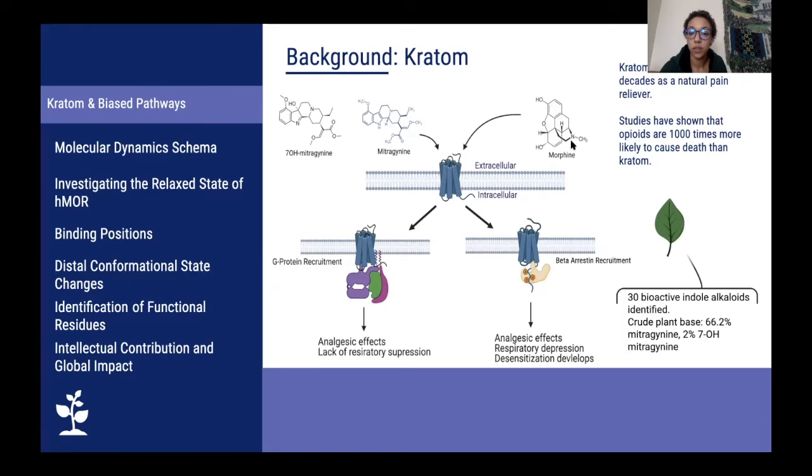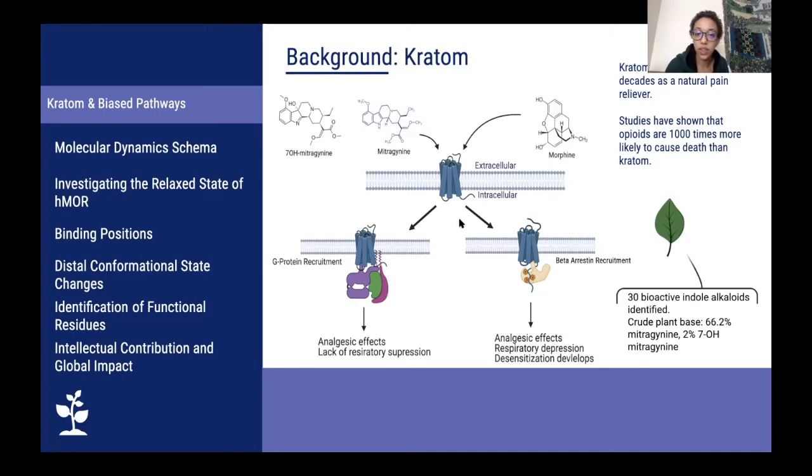Whereas when something like morphine comes and binds to the mu-Opioid receptor, we see a conformational change in the receptor. Beta-arrestin is recruited or the G protein is recruited. But when the beta-arrestin is recruited, we see analgesic effects. If it's at a high enough biological response, we'll see respiratory depression, and often desensitization happens because the receptor is internalized into the cell.